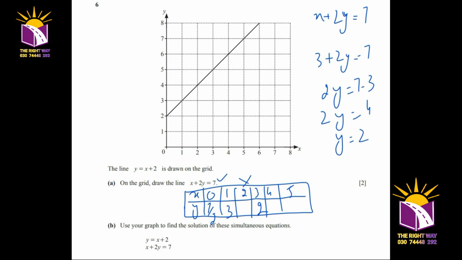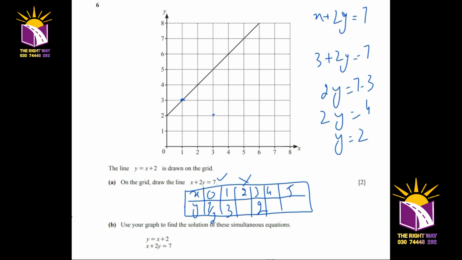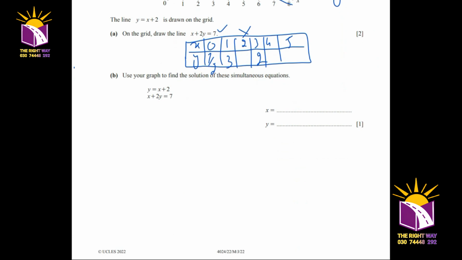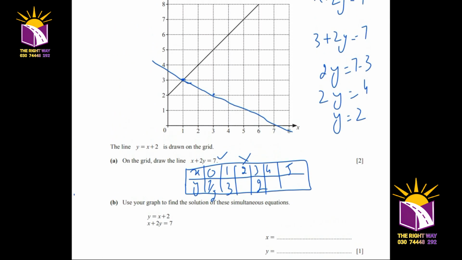Now when you get 2 points, you can draw a line from them. So I am using 1, 3 and 3, 2. x is 1, y is 3, this point; x is 3, y is 2, this point. Now by drawing a straight line through these 2 points, a straight line will be something like this one. Now this is our desired line.